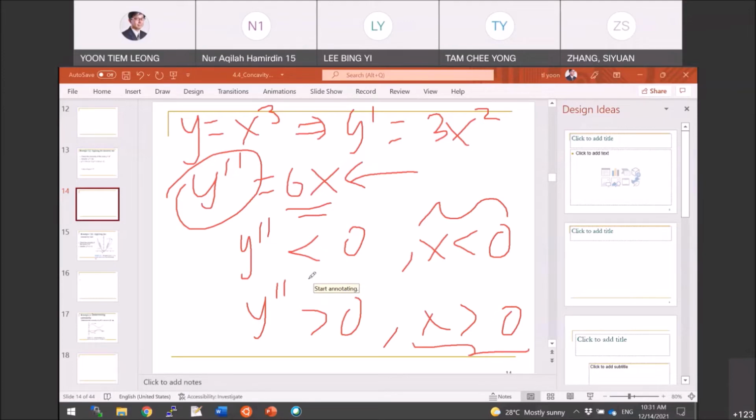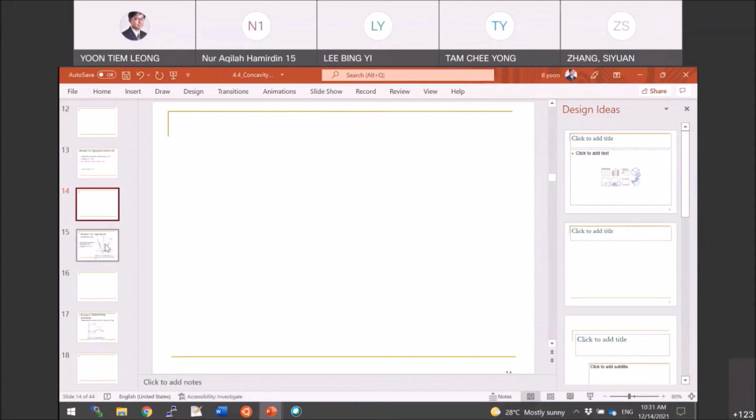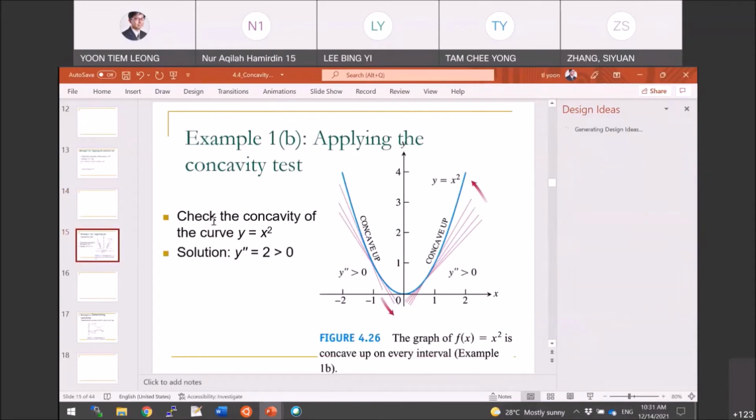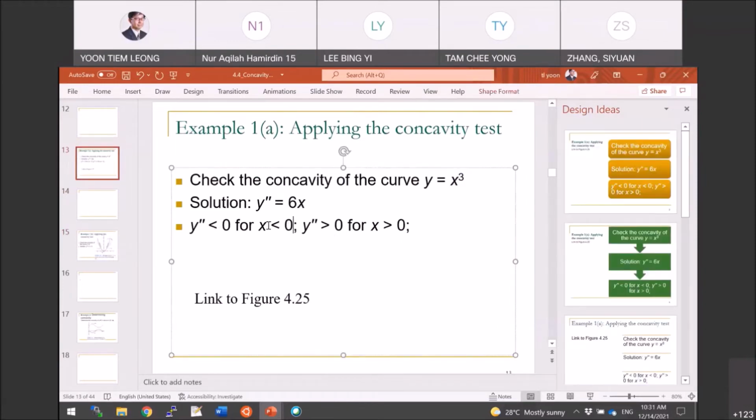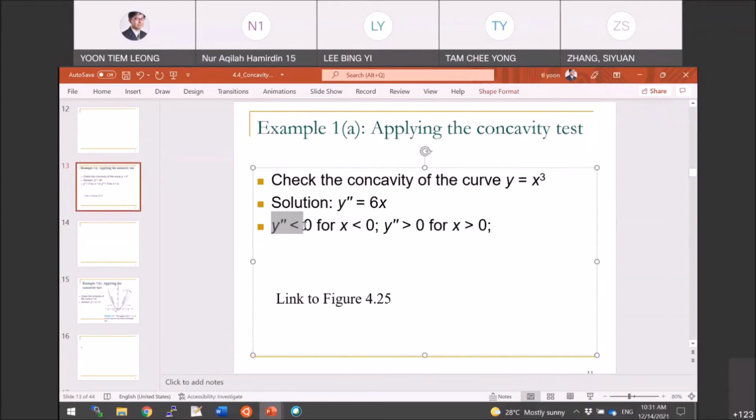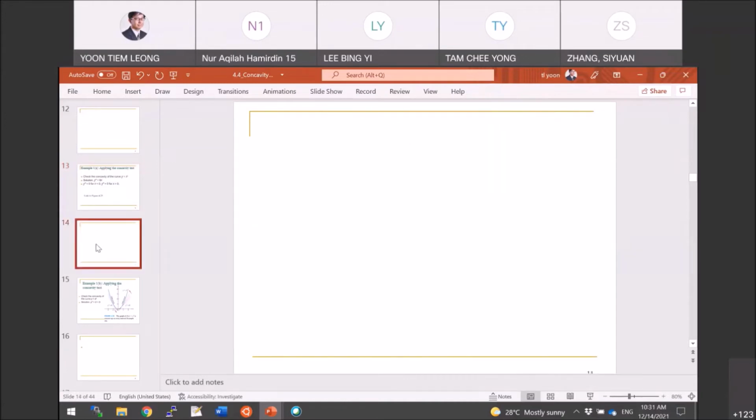So it is quite easy to understand. Then it is very easy to have the answer. When the function is in the region where x is negative, then y double prime is negative. When x is positive, then y double prime is positive. So then the answer to this question is very easy.